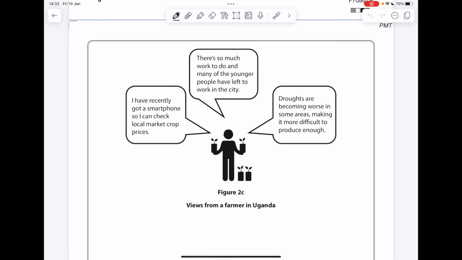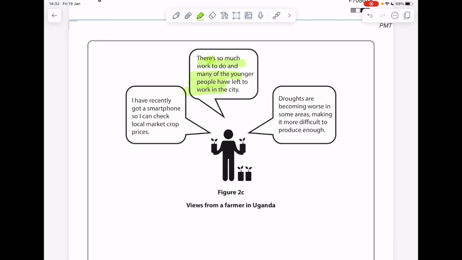So here's views from a farmer in Uganda in Africa. I've recently got a smartphone so I can check local market crop prices. There's so much work to do, and many of the younger people have left to work in the city. So this immediately indicates labour supply issues because it's saying that there aren't enough people doing the farming jobs because most of them are seeking better and better paid employment in the cities.